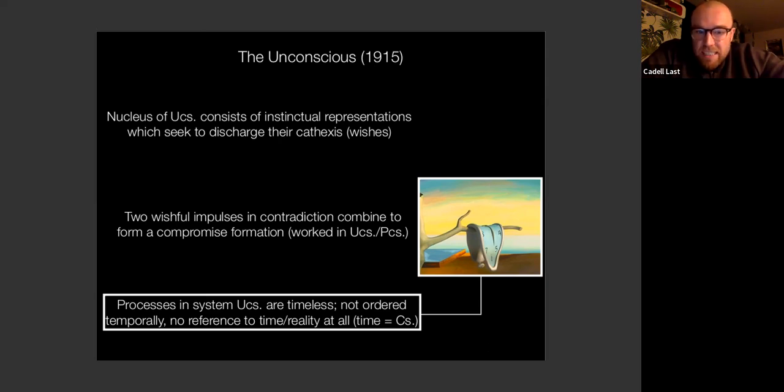However, the processes in the system of the unconscious are timeless, not ordered by temporality, and with no reference to reality at all. Here, Freud creates an equation which basically suggests that time equals consciousness. Time equals consciousness. Consciousness equals time. In the unconscious, there is no time for Freud.